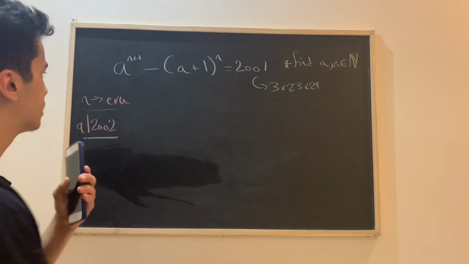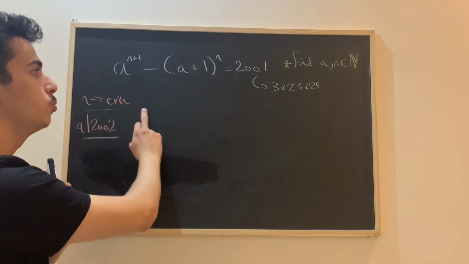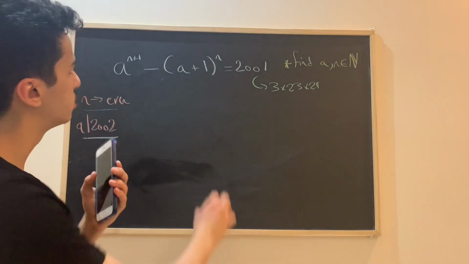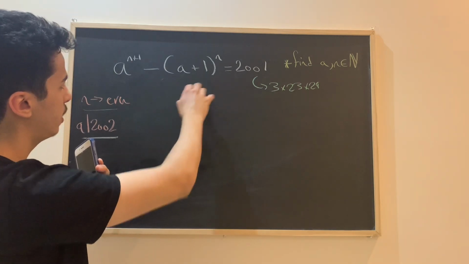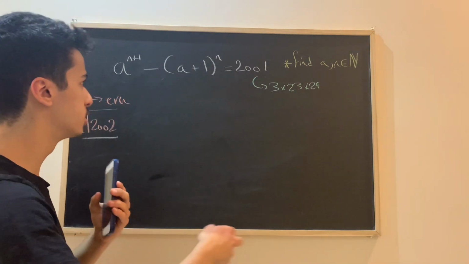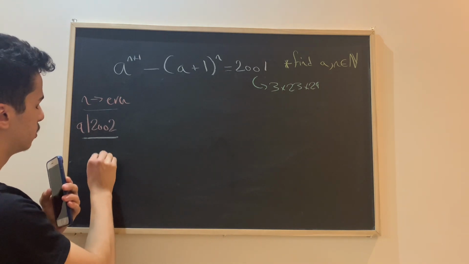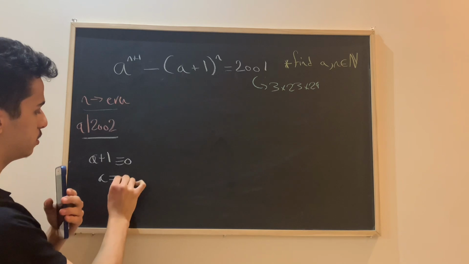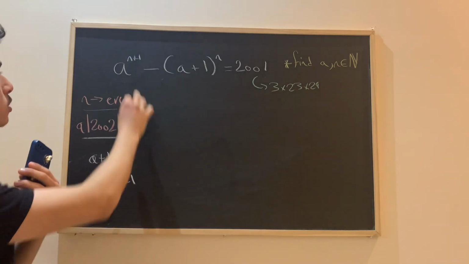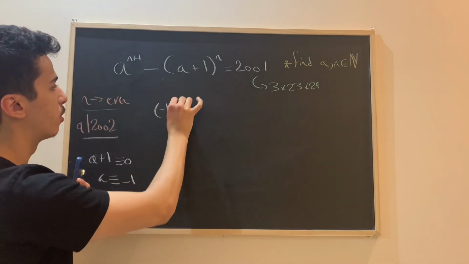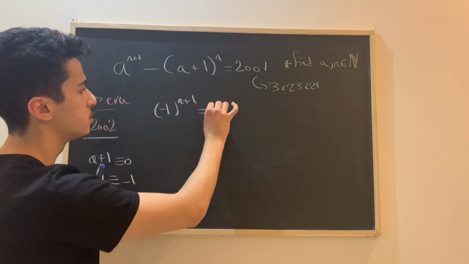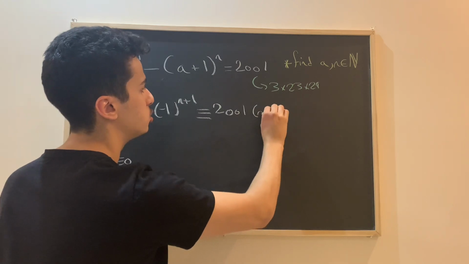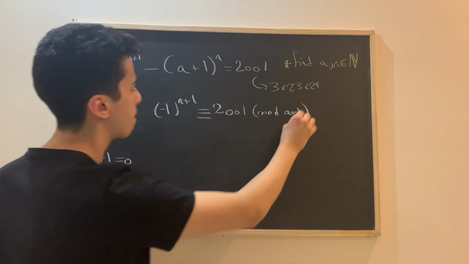So now we have two pieces of information based on mod 3, one of our factors, and mod a, one of our terms. Now we need to take mod a plus 1. Well, a plus 1 mod a plus 1 is just 0. A mod a plus 1, well, since a plus 1 is 0 modulus itself, a must be congruent to negative 1. So this will be negative 1 to the power of n plus 1 is congruent to 2001 modulus a plus 1.